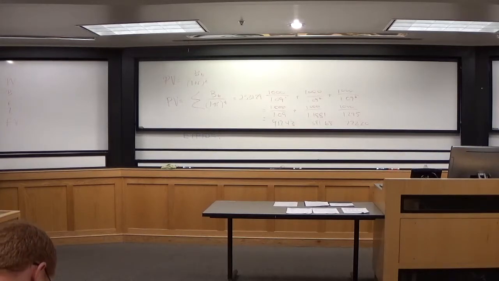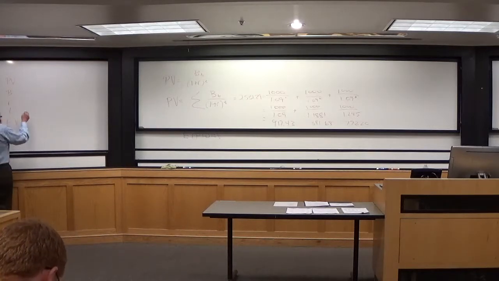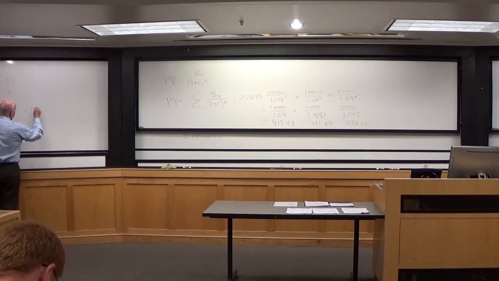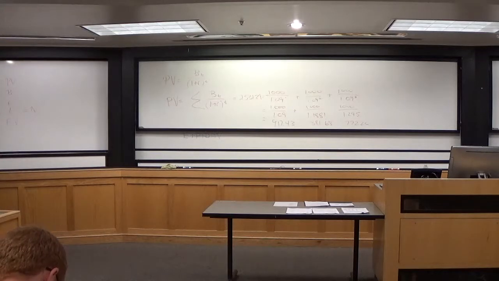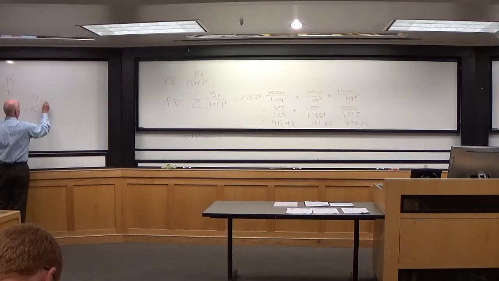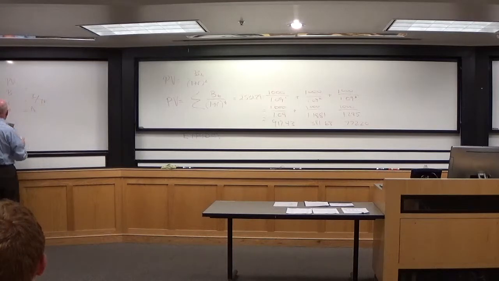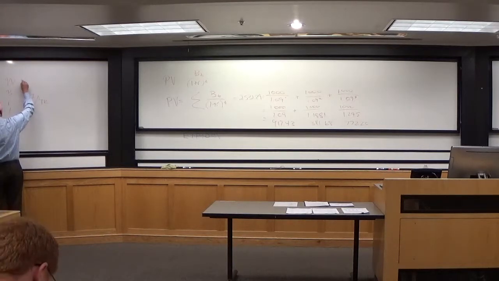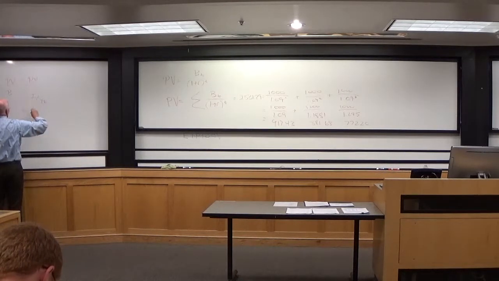Look at the top line of the calculator. We have, reading from left to right, we have n, and n is simply the number of periods of time. We have I divided by YR, which means interest per year. We have present value. We have payment.